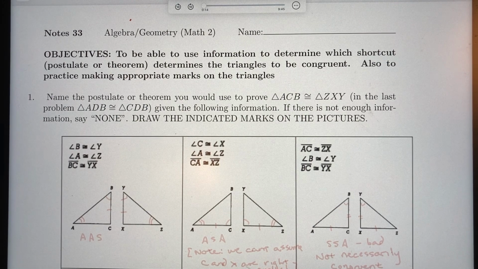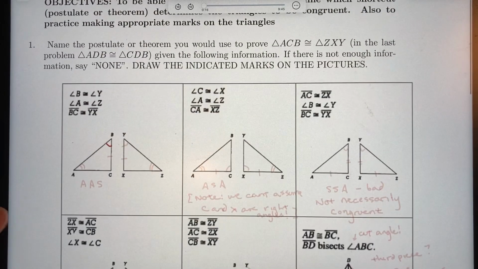Okay, so angle B, same as angle Y. I'll mark them in like that. Angle A, congruent to angle Z. Mark them in like this. BC is the same as YX. Because I put the marks in, I can see that the side is not in between the angles. So this one is angle, angle, side.